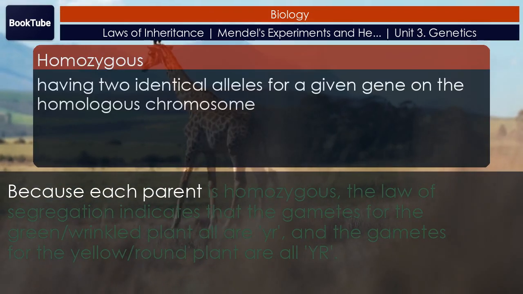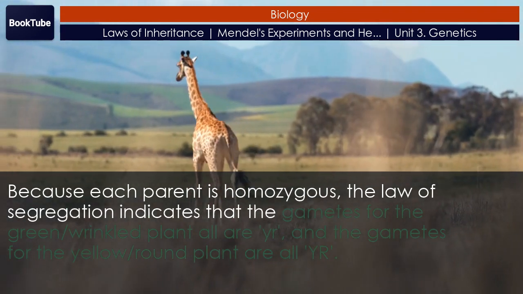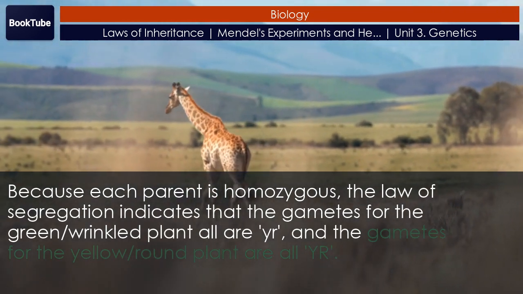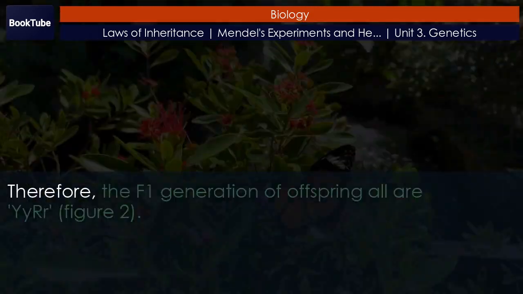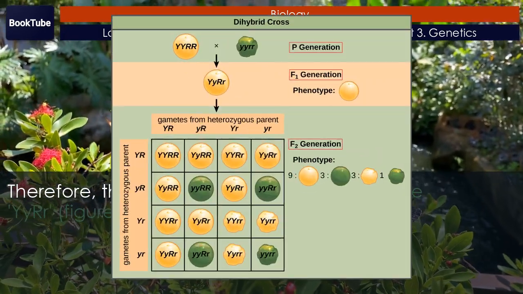Because each parent is homozygous, the law of segregation indicates that the gametes for the green, wrinkled plant are all yr, and the gametes for the yellow, round plant are all YR. Therefore, the F1 generation of offspring are all YyRr. Figure 2.